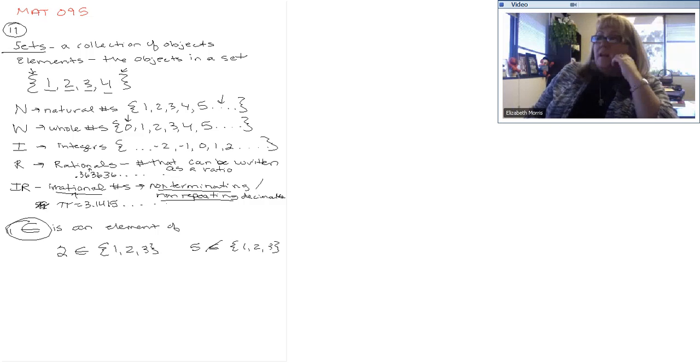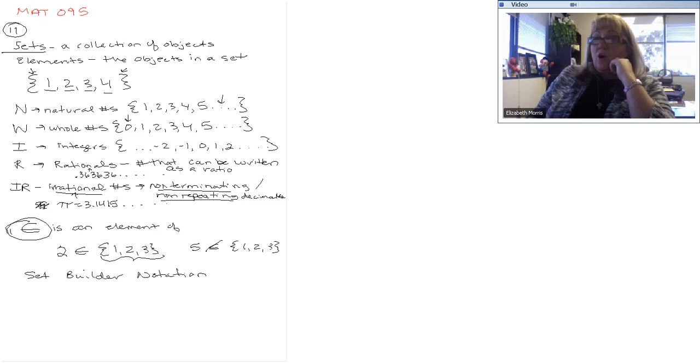Okay? Then we go into what we call set builder notation. Okay? Set builder notation. It's just another way to write a set. This way right here, which you're used to looking at, that's called a roster. It's called roster method. It's just listing the elements in the set. Set builder notation is more describing the set. So for instance, this set right here in set builder notation would look like this.